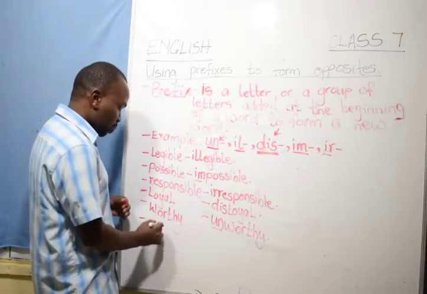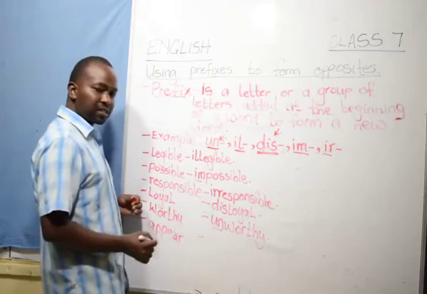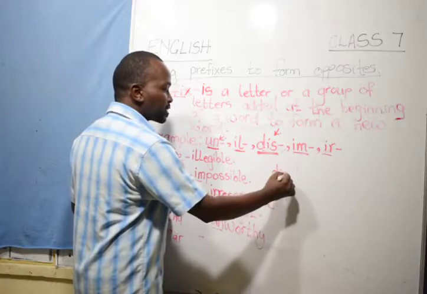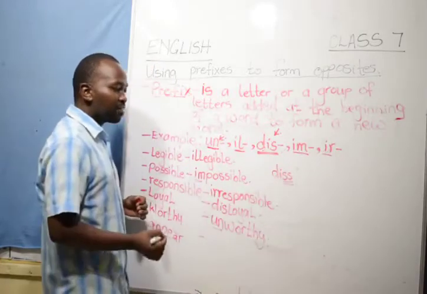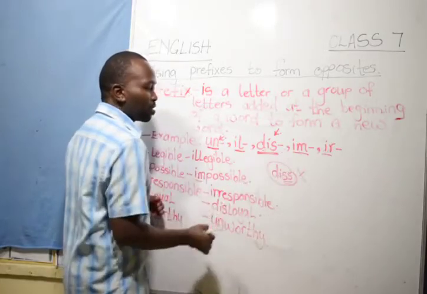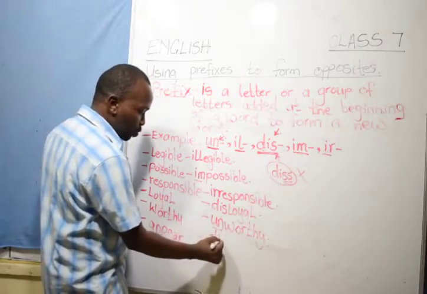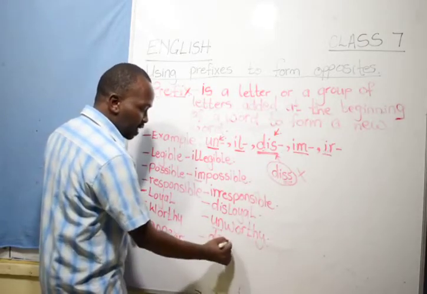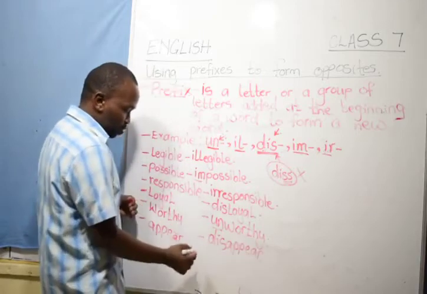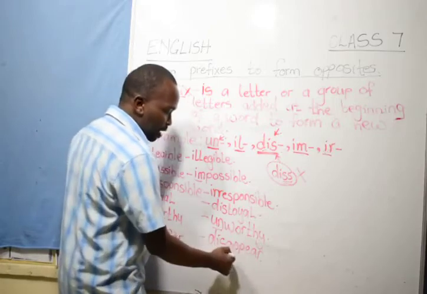For example, the word appear. Now, we find some of us tend to make the mistake of writing the prefix dis with two s's. But you should remember that that is wrong. The prefix dis has only one s. So it is dis, then the word appear follows it. So the opposite of the word appear will be disappear.